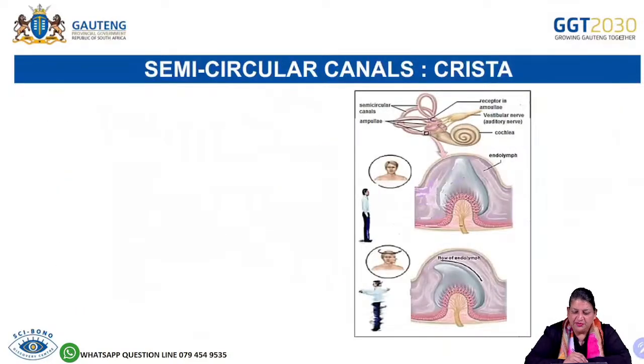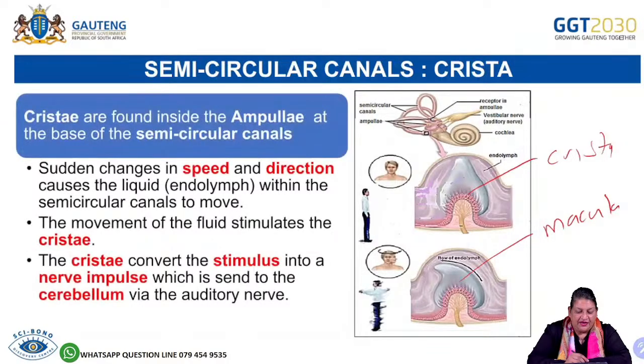Here's your semicircular canals, and here is the cristae, which is sensitive to speed and direction of the head. That's the cristae. And that is the macula, which is sensitive to the changes in the position of the head. Okay, and we've done that one there as well. Remember that when the fluid moves in the semicircular canal, it's going to stimulate the cristae, which is sensitive to speed and direction of the head, right?